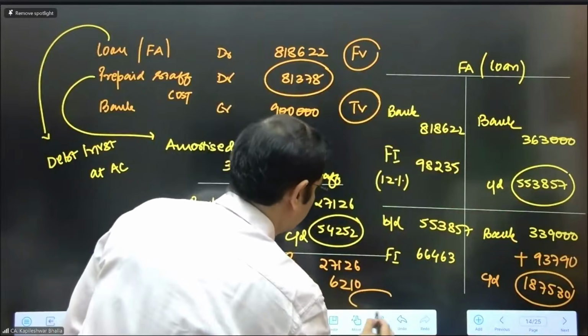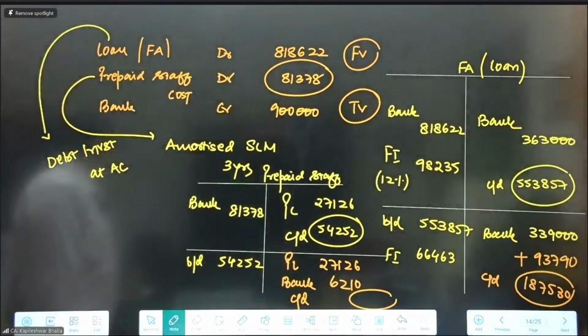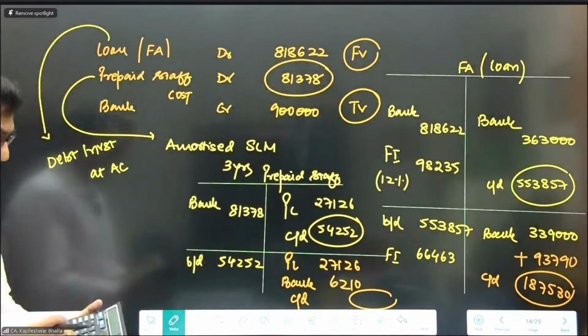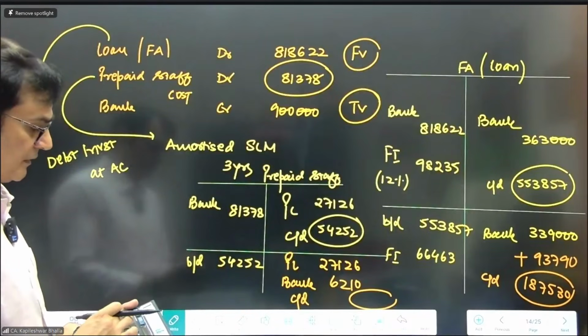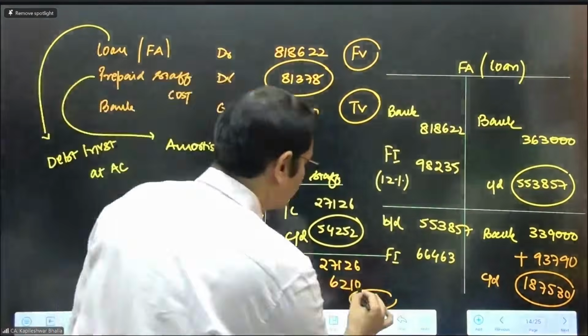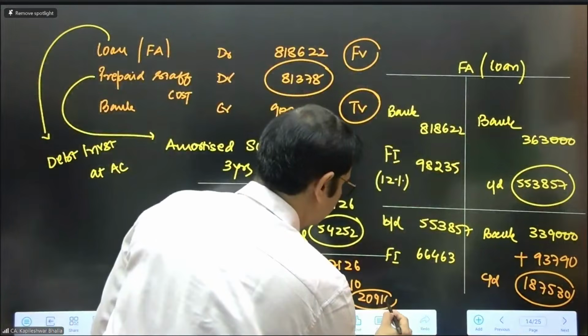We got the figure. This is 6,210. So we can get the balance CD as a balancing figure: 54,252, 27,126, 6,210. This is 20,916.